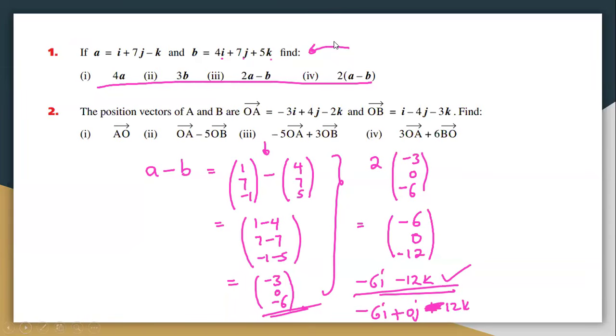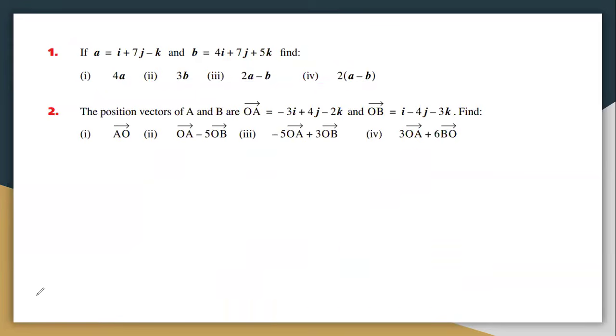So may I ask you to take a screenshot of number 2? This is your homework, number 2. But maybe just to say something, when they say AO and a question has given you OA, it means just a change in direction. So this one is indirectly telling you to multiply -1 times OA. That is the meaning.